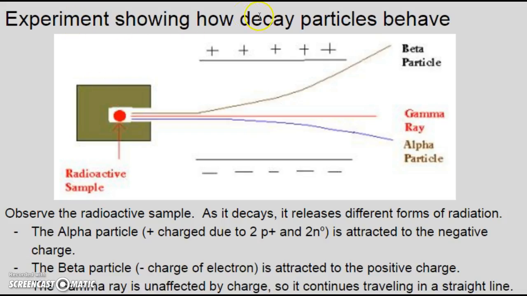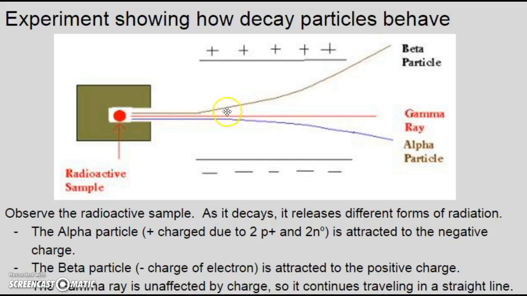So here's an experiment showing how decay particles behave. So take a look here. We're going to say that we can have this reaction take place within this chamber, and it's directing these particles out. And you have a positively charged plate over here. We call this kind of a cathode-ish. We call this kind of an anode. We've got a negative charge here. And we shoot these particles here, right?